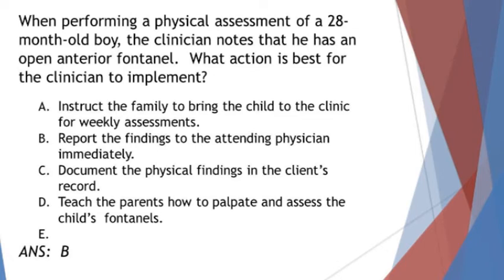When performing a physical assessment on a 28-month-old boy, the clinician notes that he has an open anterior fontanelle. And here's the big drum roll. What action is best for the clinician to implement? So what we've taken is they have to know when the anterior fontanelle is supposed to close, by about 18 months, and what's going to happen if they still have an open one past that time frame. And of course, at this point, the little kid needs referral, and that's the right answer. And there's some rationale for that.